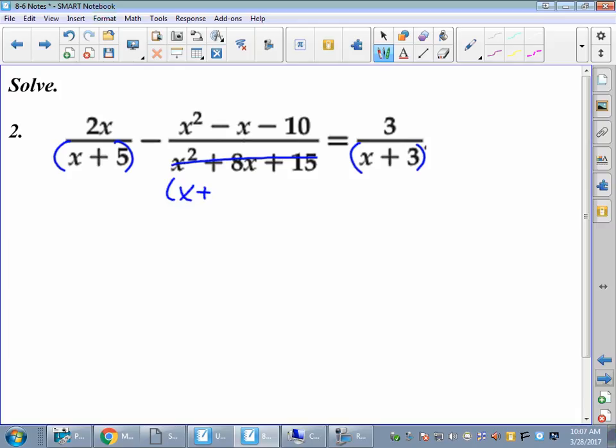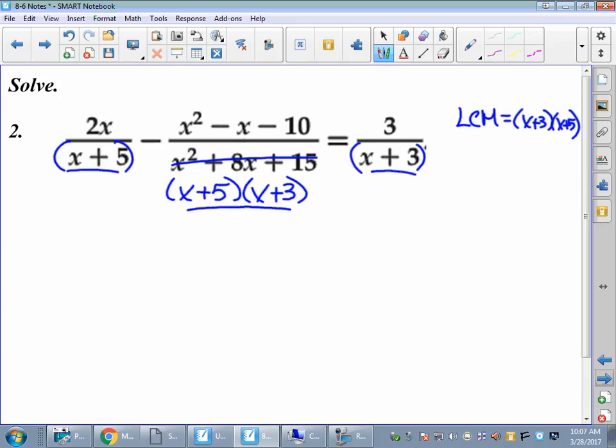What multiplies to give me 15 and adds to give me 8 is in fact x plus 5 and x plus 3. And so when I look at this, the first one needs an x plus 5. The last one needs an x plus 3, and they can share for the middle. So my least common multiple is x plus 3 times x plus 5. So we're going to just always write that down. Now we're going to go through and write it down over and over again. So x plus 3 times x plus 5 over 1. Since we're multiplying fractions, it's a good habit to get into.